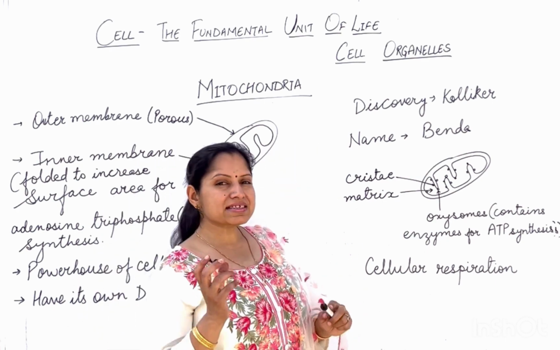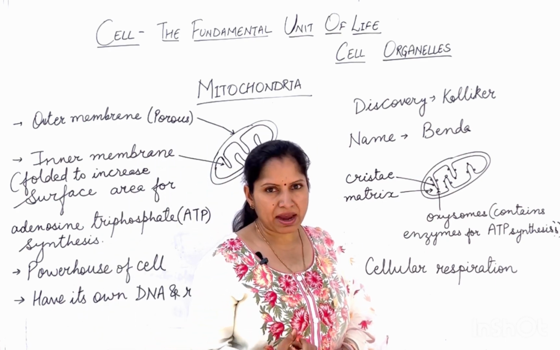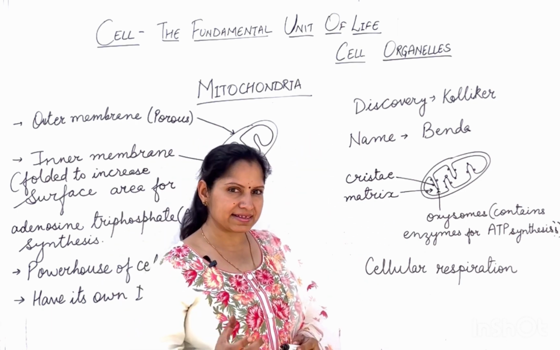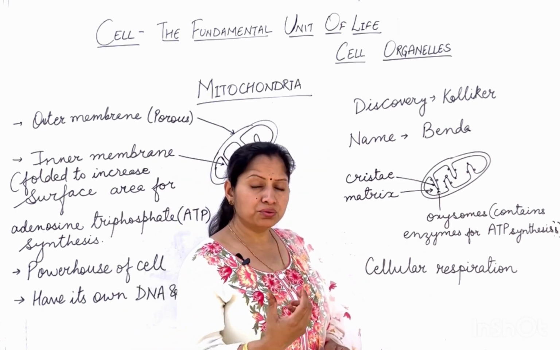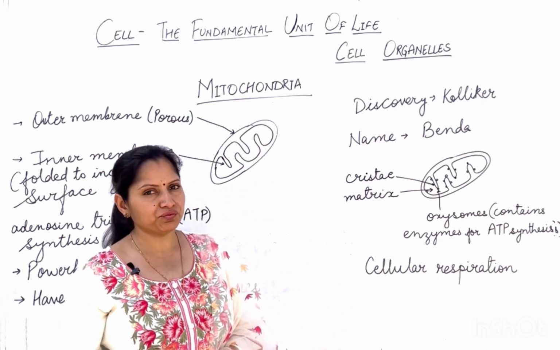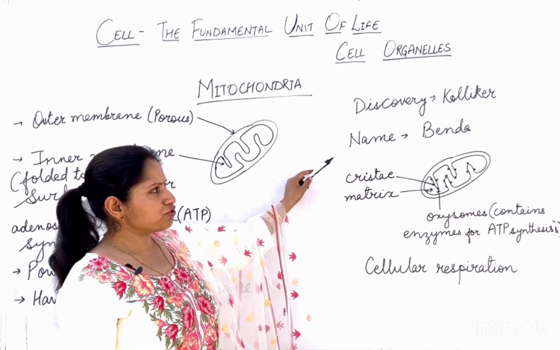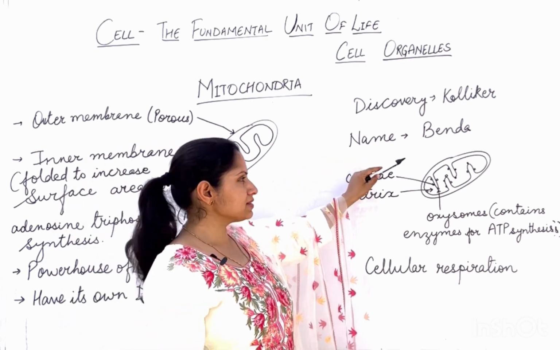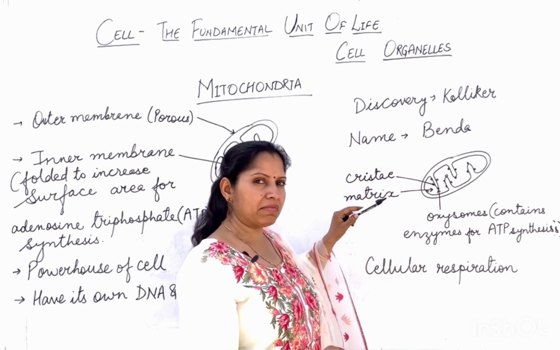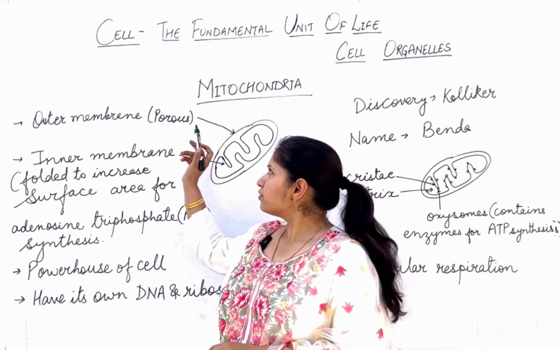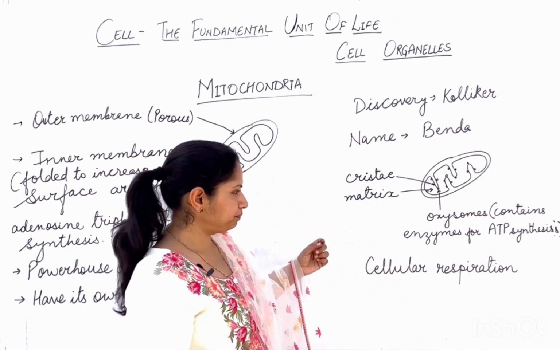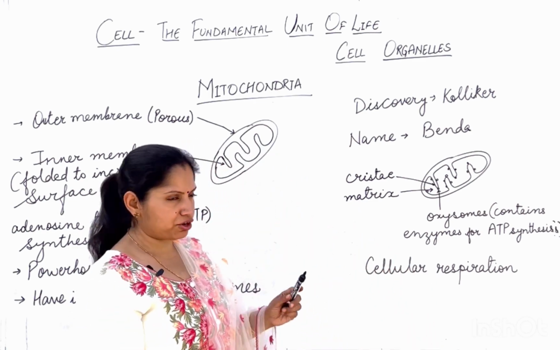So, who discovered the mitochondria? Mitochondria was first discovered by Kolliker. Kolliker is a scientist who first observed the mitochondria. But the name mitochondria was given by another scientist known as Benda. So Benda was the first scientist to give the name mitochondria. Mitochondria is a plural and mitochondrion is the singular term used for a single mitochondria.